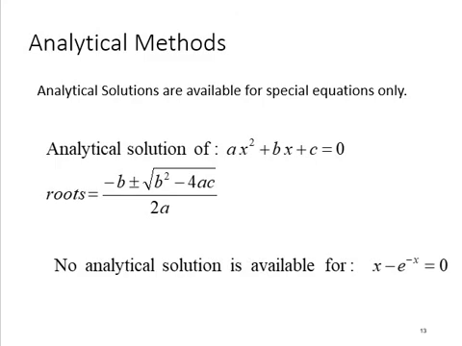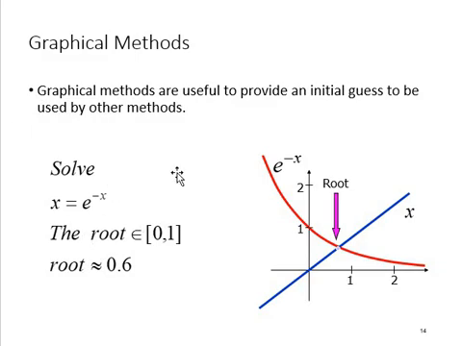So the analytic solutions use analytic methods. For these ones, if you are given x squared plus bx plus c, you can use the quadratic formula. However, if you are given x minus e to the x equals 0, this one has got no analytic solution. That's where the numerical method helps you, or the graphical method.